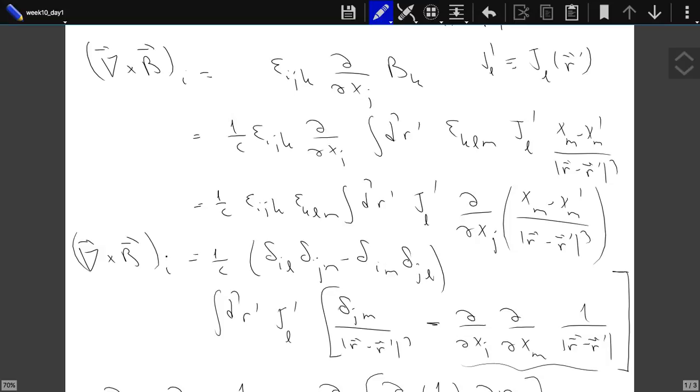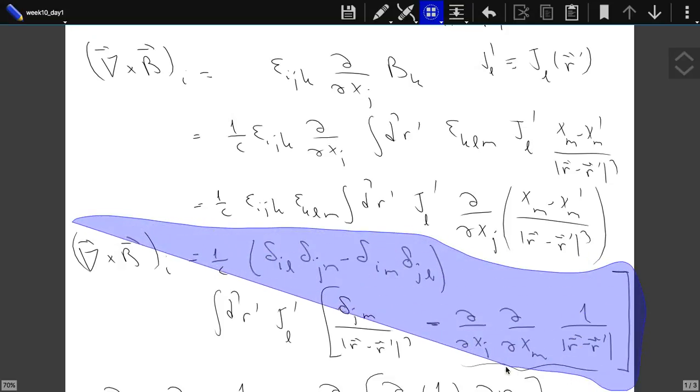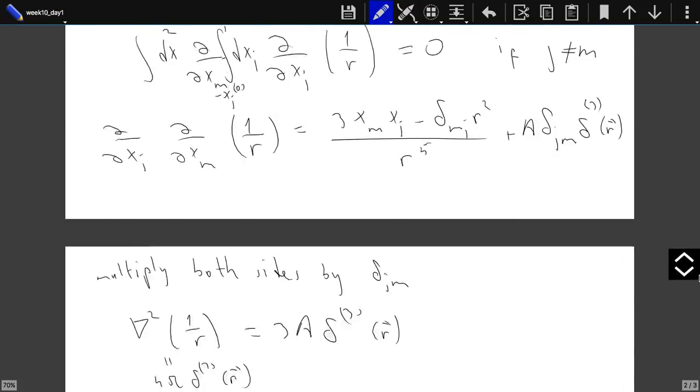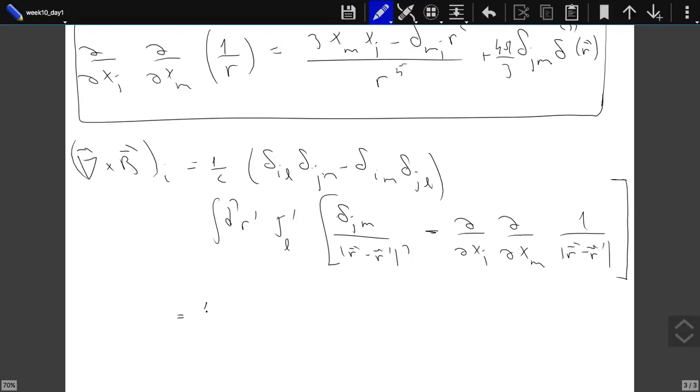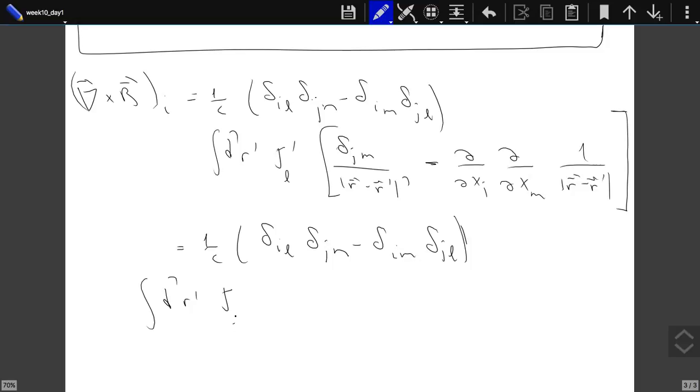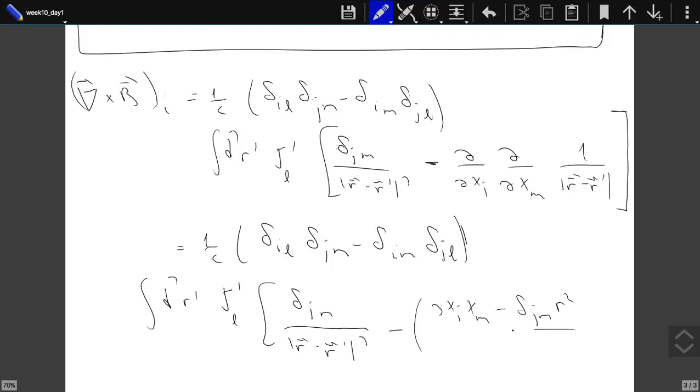And we had seen that the curl of B, the i component, is equal to this one, which is equal to 1 over c, epsilon i l Kronecker delta j m, epsilon i m j l, times the integral d cubed r prime j l prime Kronecker delta j m over |r minus r prime| cubed, minus, well, this derivative, which is 3 xj xm minus Kronecker delta jm r squared.